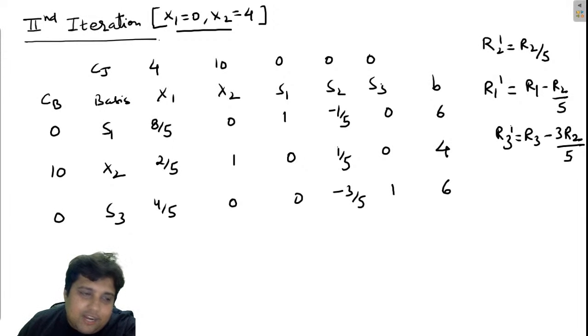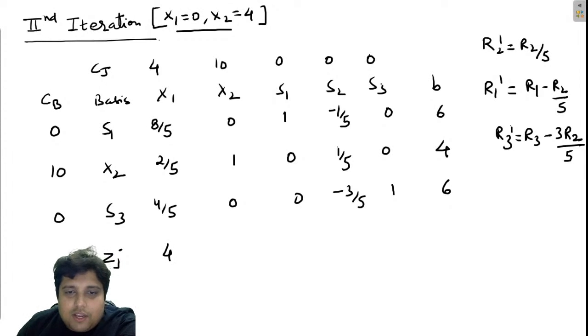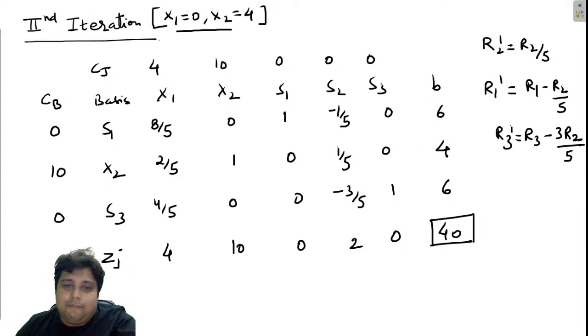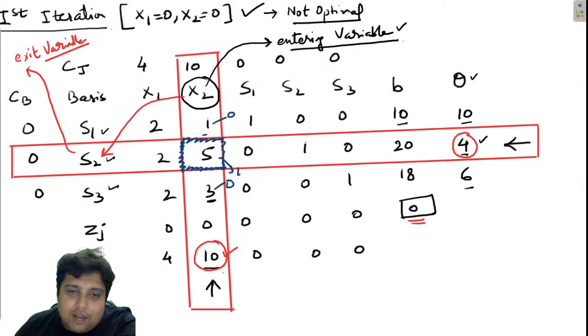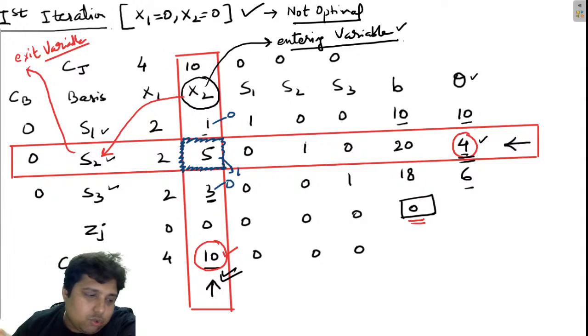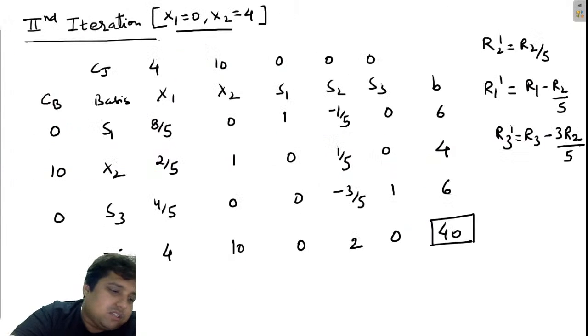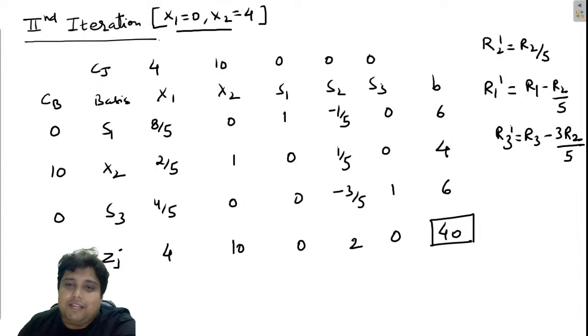Now let me just calculate Zj. So 10 into 2 by 5 is 4. 10 into 1 is 10. 10 into 0, 0. 10 into 1 by 5, 2, 0 and 40. Okay. So remember guys, I told you that we are allowing this 10 to go inside, that is it will be making 10 runs in one ball and we are giving it 4 balls to play, so it will be making 40 runs. So this is our verified simplex table.